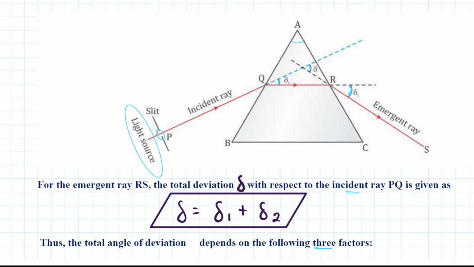Okay. So the total angle of deviation delta thus depends upon the following three factors that we discussed already: the angle of incident i at the first surface, the angle of the prism A, and the refractive index of the material of the prism. But refractive index depends on the color, or we can say wavelength, that is lambda of the light used. So angle of deviation depends also on the color or wavelength, that is lambda of the incident light.